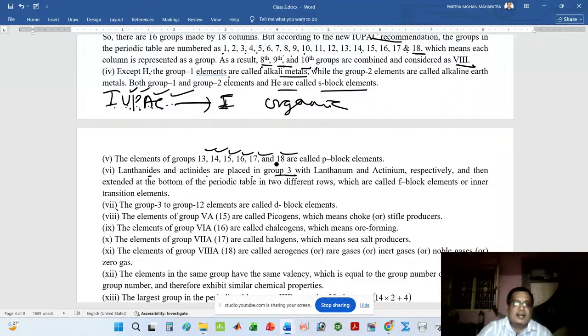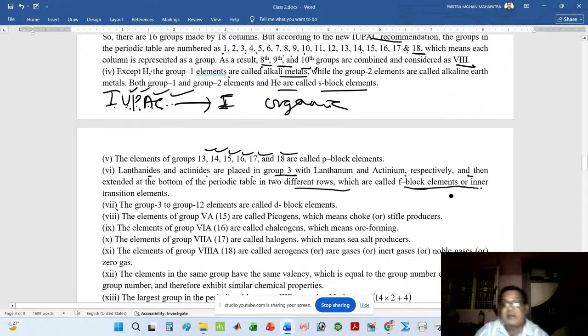Clear? So lanthanides and actinides respectively extend at the bottom of the periodic table in two different rows, which are called f block elements. That is called inner transition elements. Why are f block elements called inner transition elements? Why are d block elements called transition elements? Later I will discuss. For this class only remember, I have already covered that group 3 to group 12 elements are called d block elements.